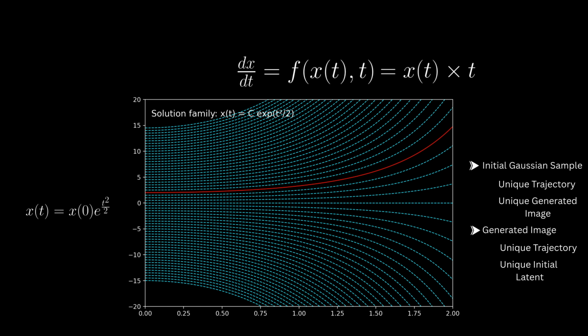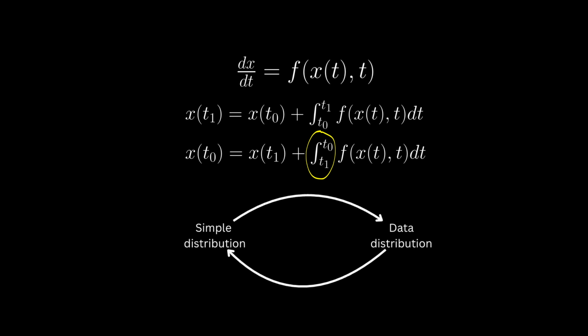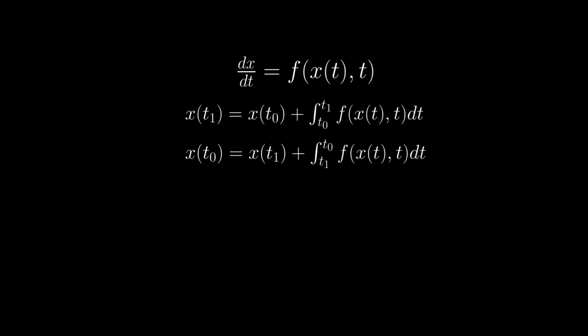In fact, the process is fully reversible. Just like we can evolve a sample forward from t equals 0 to t equals 1, we can also run the dynamics backward from t equals 1 to t equals 0. The only thing that is going to change is the limits of integration. Now you might be wondering, this all sounds great, but how do we actually find or learn such a vector field? That is the key question, and we'll get to it soon.